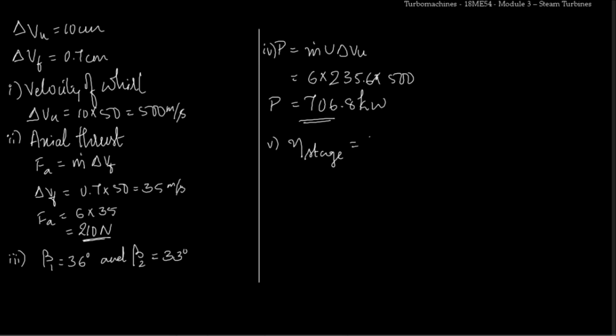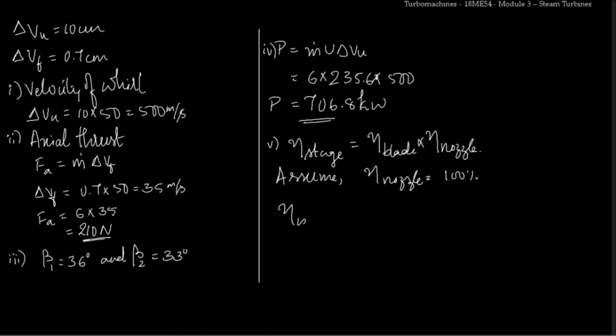So eta stage is given by eta blade into eta nozzle. Since the nozzle efficiency is not given in the problem, let us assume eta nozzle is equal to 100%. Now we need to find out the blade efficiency.